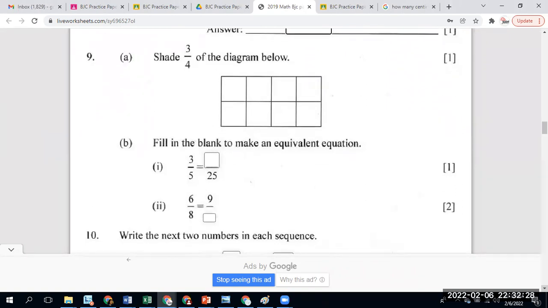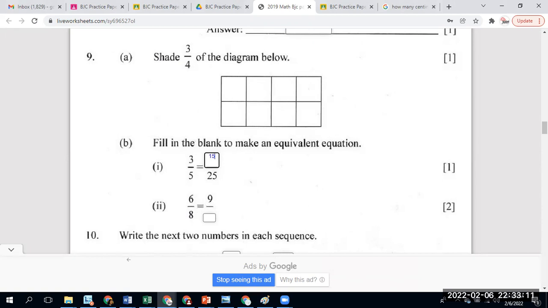Equivalent fractions. To make the first one equivalent, we went from 5 to 25. To go from 5 to 25, we multiply by 5. And whatever we do to the bottom, we do to the top. So we multiply 5 by 5 to get 25. We need to also multiply 3 by 5. And 3 times 5 gives us 15. So our fraction is 15 over 25.